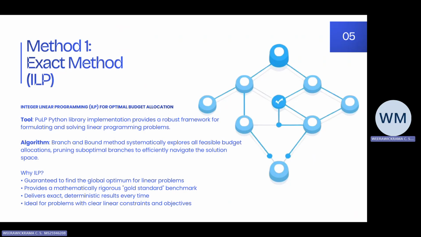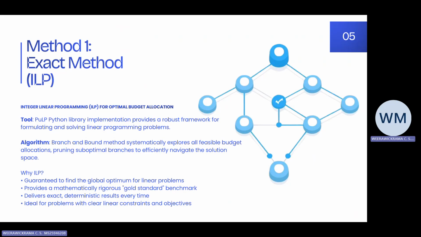At the core of this method is the branch and bound algorithm. This algorithm systematically explores all the possible budget allocations instead of checking every single possibility blindly. It intelligently eliminates, or prunes, options that cannot lead to the best solution. This makes the search process much more efficient while still guaranteeing accuracy.